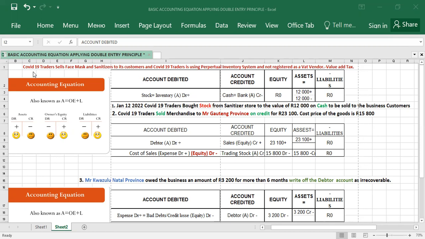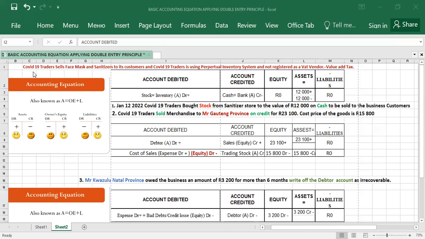There must be a dual effect in the two accounts that you are working with. If the first account is being credited, automatically you have to know that the second account will be debited. If the first account is being debited, you must already know that the second account that I'm going to be working with is going to be credited.